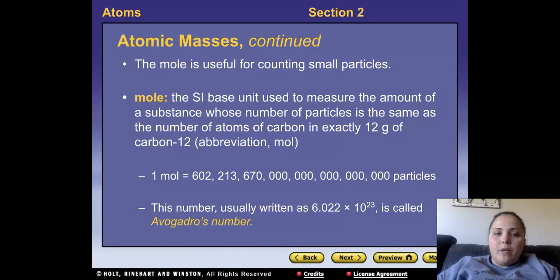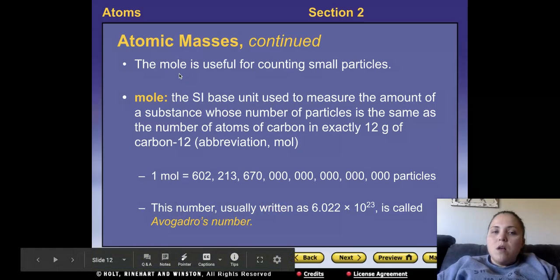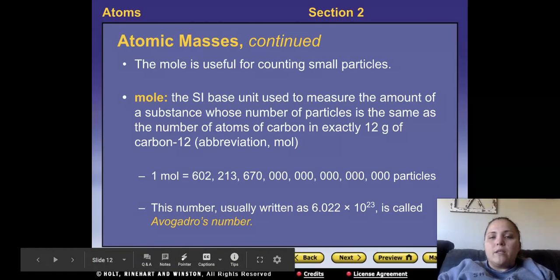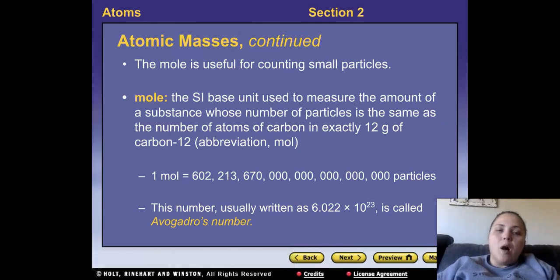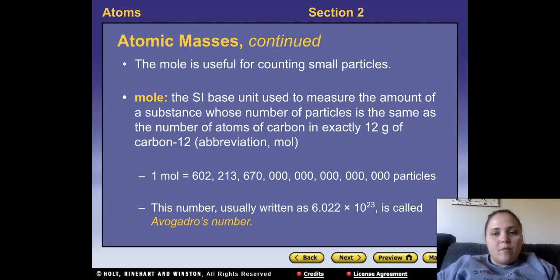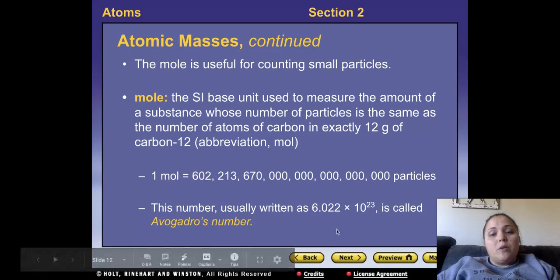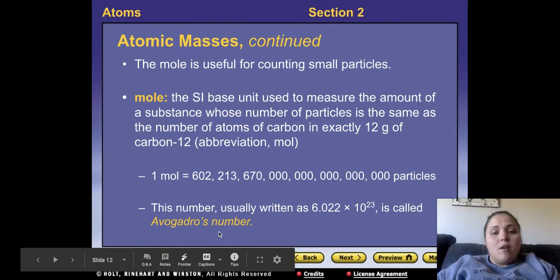Another unit that we use is called the mole, and it's useful for counting small particles. A mole is the SI base unit used to measure the amount of a substance whose number of particles is the same as the number of atoms of carbon in exactly 12 grams of carbon-12. It's a very large number: a mole is 6.02 times 10 to the 23rd, and it's called Avogadro's number.